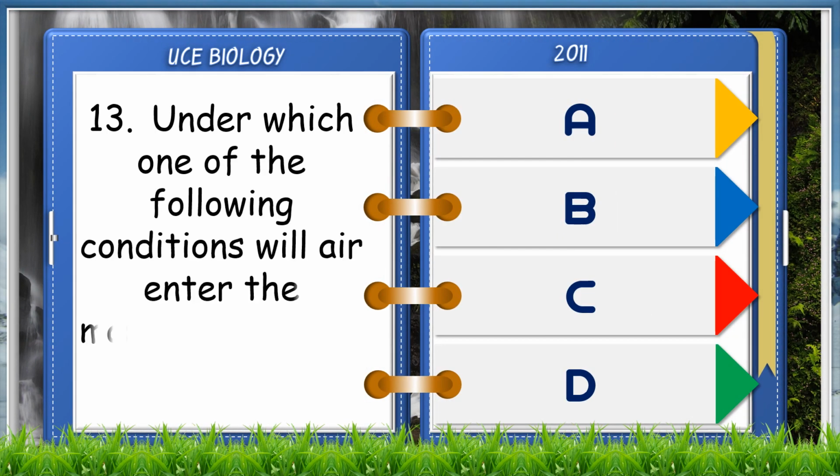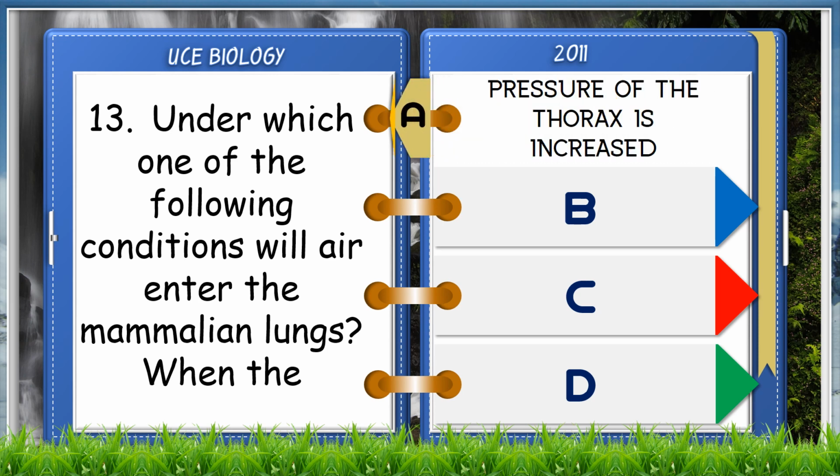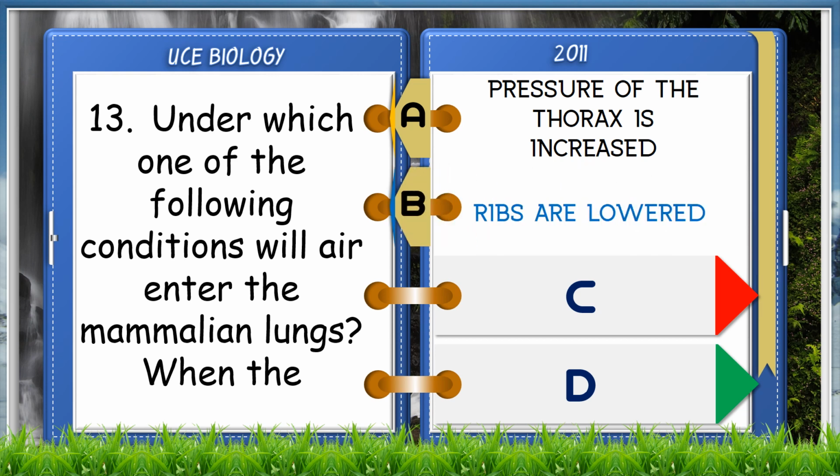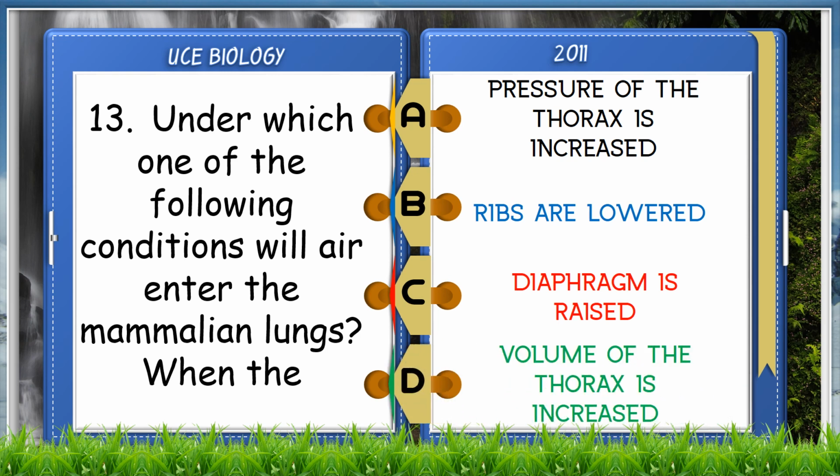Under which one of the following conditions will air enter the mammalian lungs? When the A. Pressure of the thorax is increased. B. Ribs are lowered. C. Diaphragm is raised. D. Volume of the thorax is increased. The answer is D. Volume of the thorax is increased.